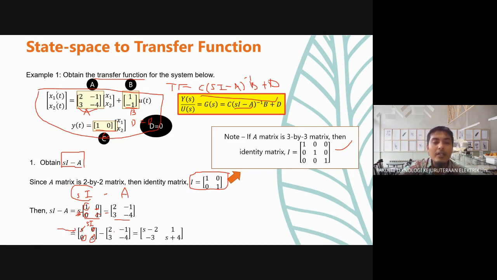And then you need to subtract the A matrix. s minus 2 becomes s minus 2. 0 minus negative 1 becomes positive 1. 0 minus 3 becomes negative 3. And s minus negative 4 becomes s plus 4. Now you already have the sI minus A answer. This is the first thing that you need to do.